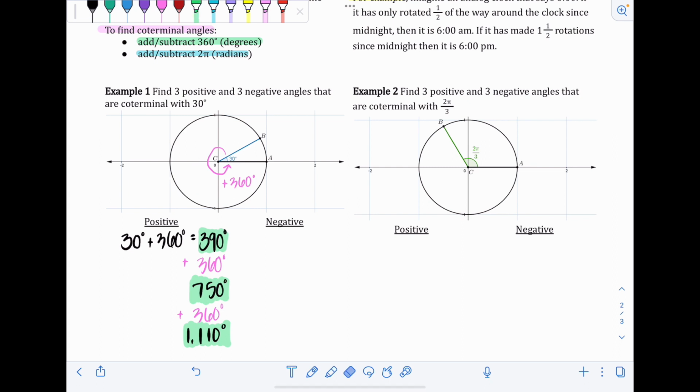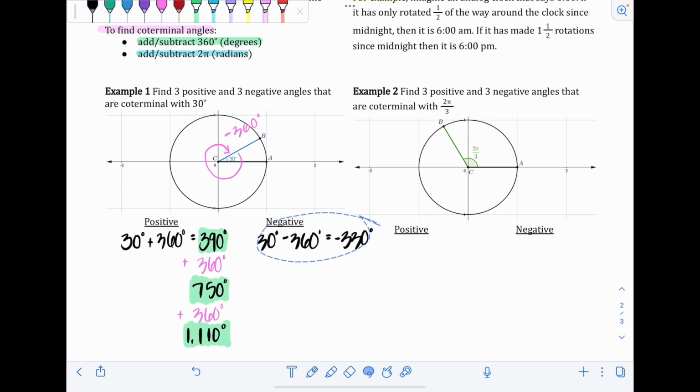Okay, and then if we need something that's negative, I need to go backwards. So if I'm going backwards, it would be like subtracting 1 rotation off. So I would be subtracting 360 degrees instead of adding it. So for negative, it'd be 30 degrees minus 360 degrees, and that would be negative 330 degrees.